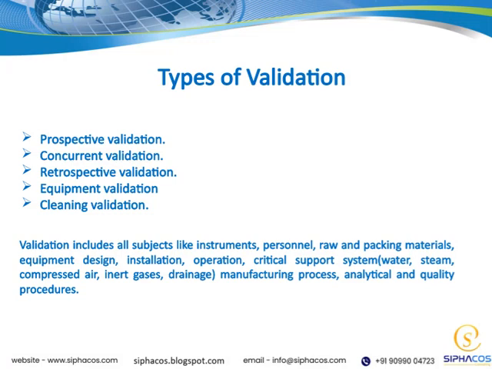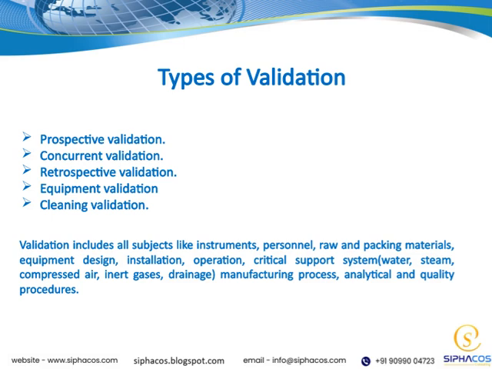Now let's delve into validation, which is a crucial part of ensuring product quality and compliance. Validation encompasses all subjects involved in the manufacturing process, including instruments, personnel, raw and packing materials, and even equipment design, installation, and operation. It also covers critical support systems like water, steam, compressed air, inert gases, and drainage, as well as the manufacturing process itself, along with analytical and quality procedures. Essentially, it's about confirming that every component and step in the process consistently produces a quality product.